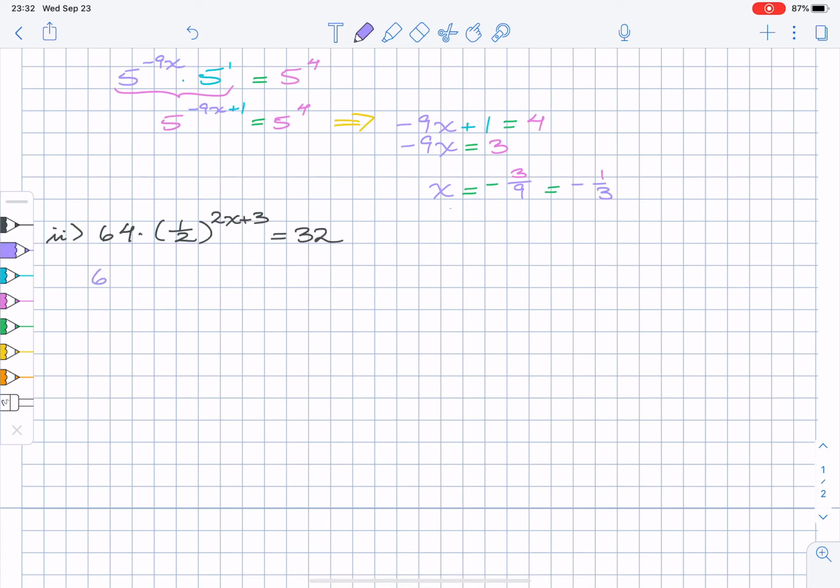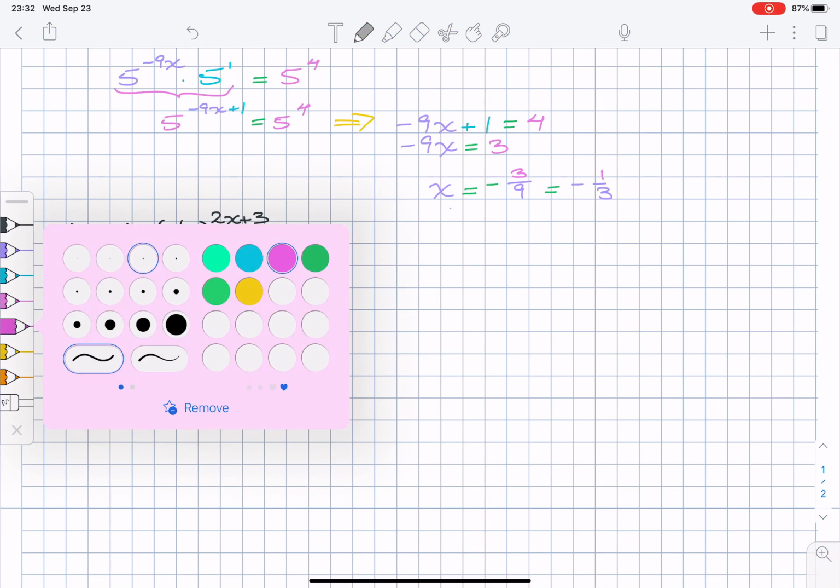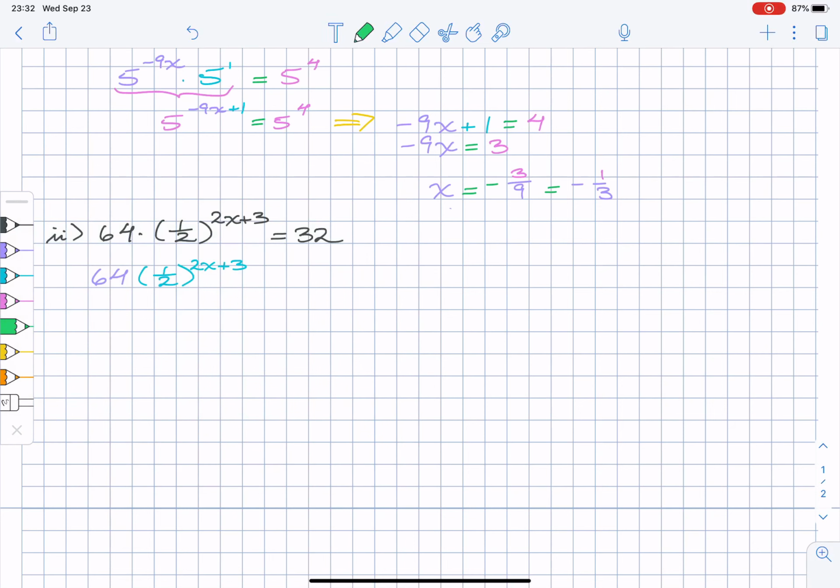Okay, so 64 in purple. Have the quantity 1 over 2 to the first raised to the 2x plus 3. Oops, what's going on here? What just happened? Oh no, what color was that? Oh, it must have been green. Okay, yes, that's what I was doing. So this becomes now 32.